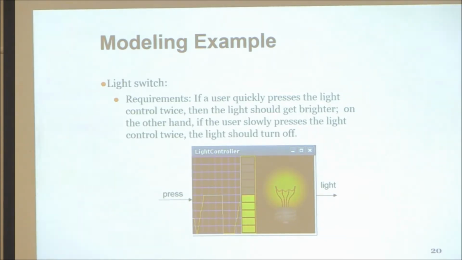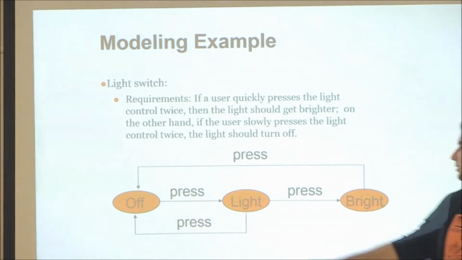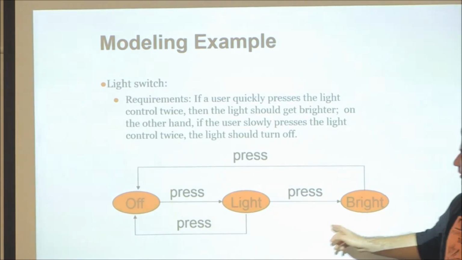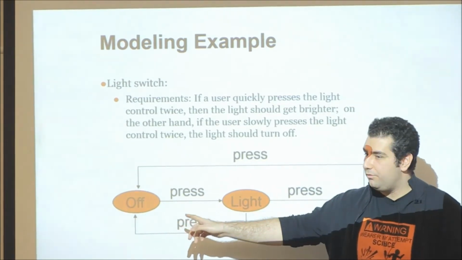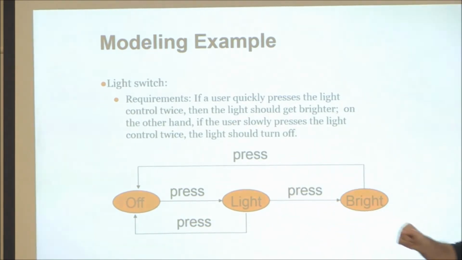So I actually made a simple finite state machine for this, where you have 3 states and 4 edges. So basically the light switch can be in 3 states: off, light, and bright. If you press twice, you get to bright. If you press twice like this, you go to off. If you press twice and then you press again, you go to off state. My question, what do you think about this model?